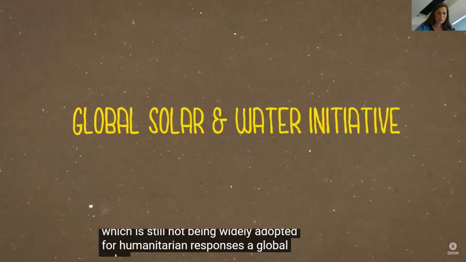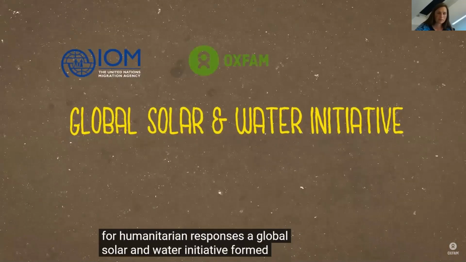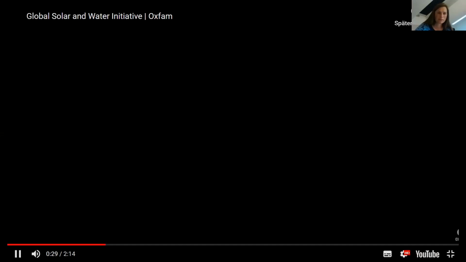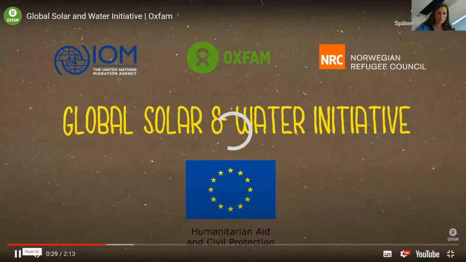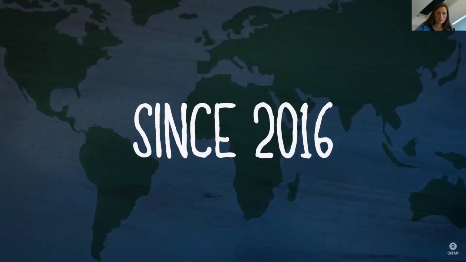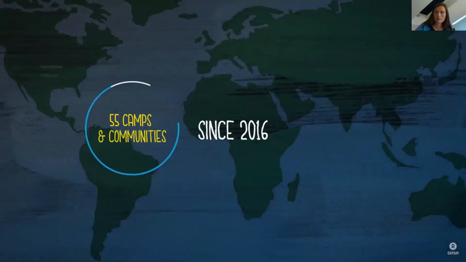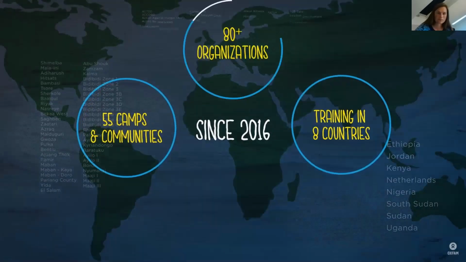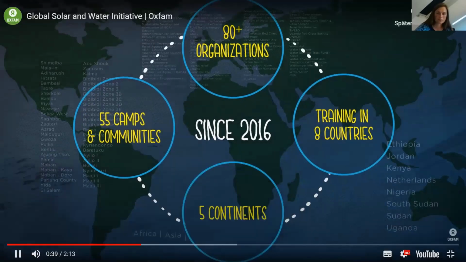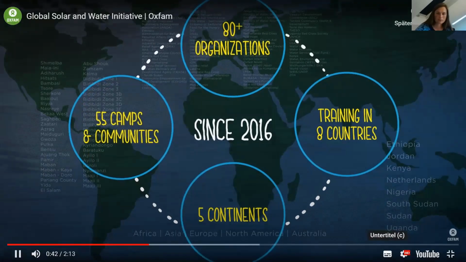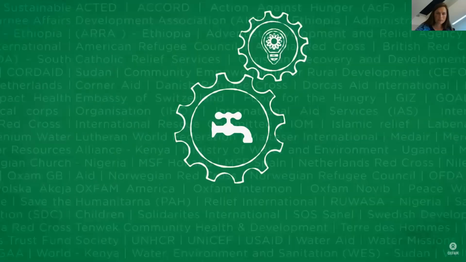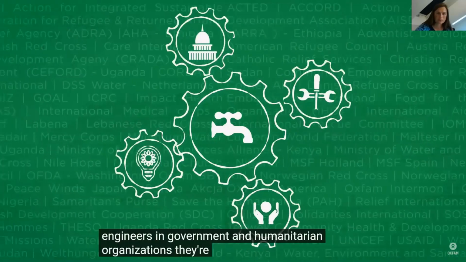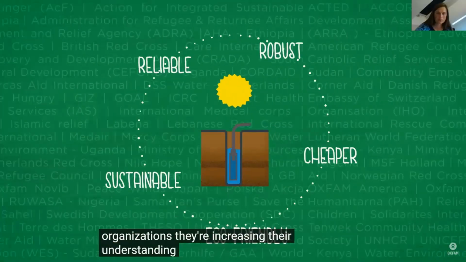The Global Solar and Water Initiative, formed by IOM, Oxfam and NRC, with funding from ECHO, addresses this. Since 2016, we have visited 55 camps and communities, conducted training workshops in 8 countries, and addressed technical queries from 80 organizations across 5 continents. This has built the technical capacity of decision makers and engineers in government and humanitarian organizations, increasing their understanding of solar pumping.